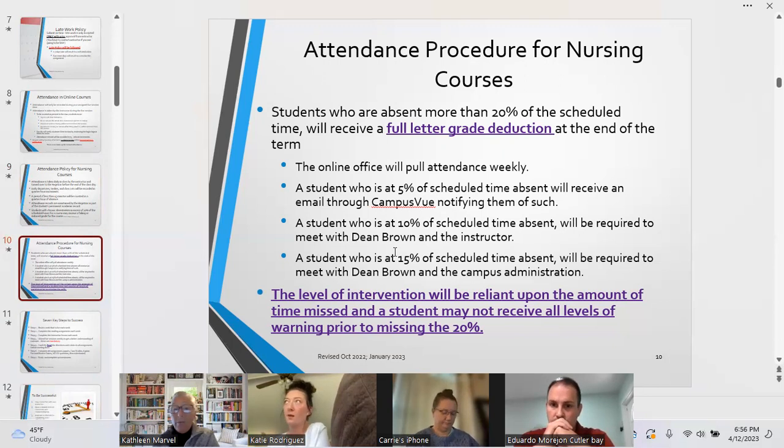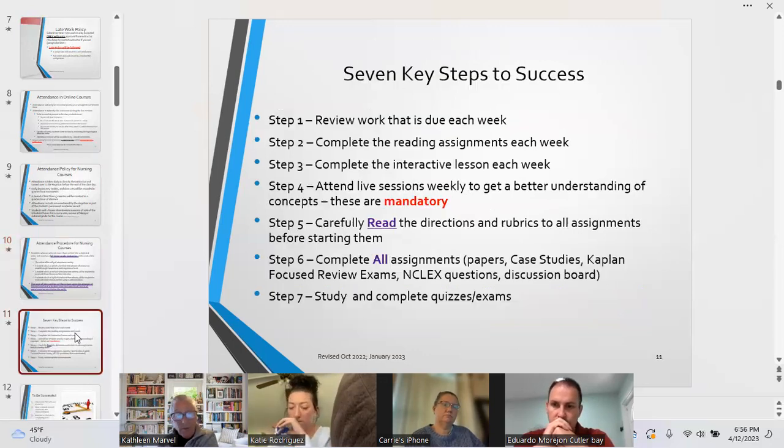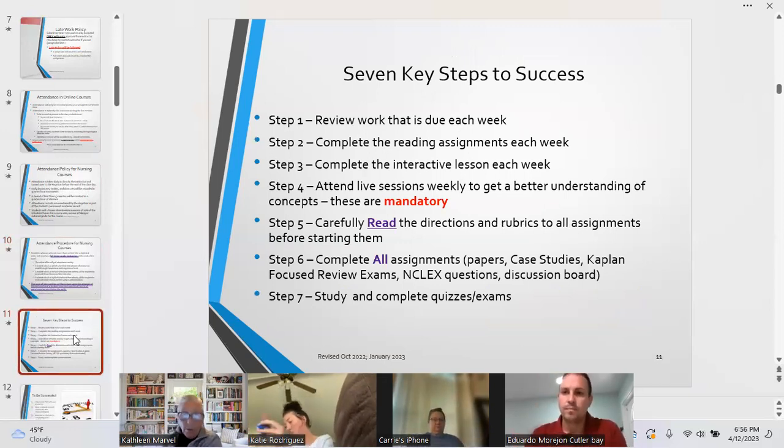You'll be required to meet with the Dean. If you get to 10% and it's cumulative, you'll have to meet with Dean Brown and myself. If you're at 15%, we're going to have to pull in Dean Brown again and pull in your campus administration. So the level of intervention will be relying upon how much time you've missed. Really no need for that. If you're having an emergency and things are going on, let me know and I'll work with you.